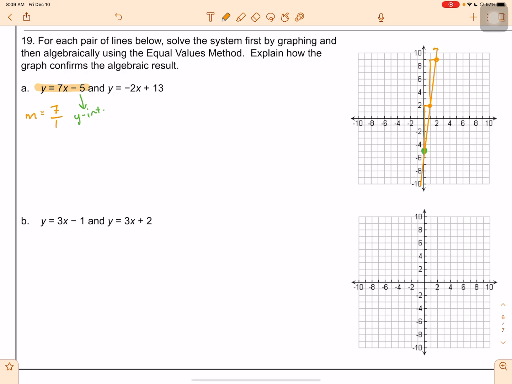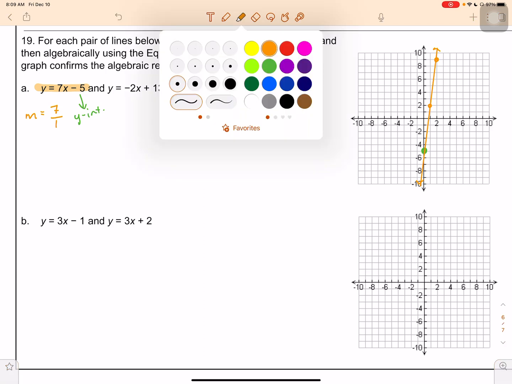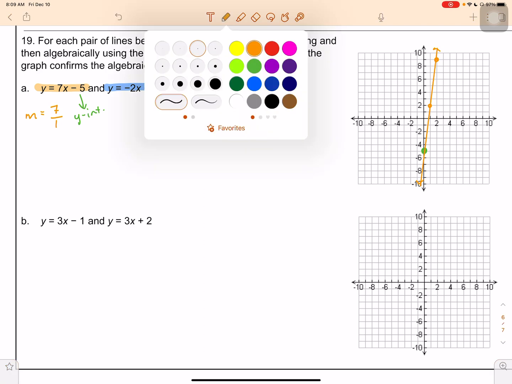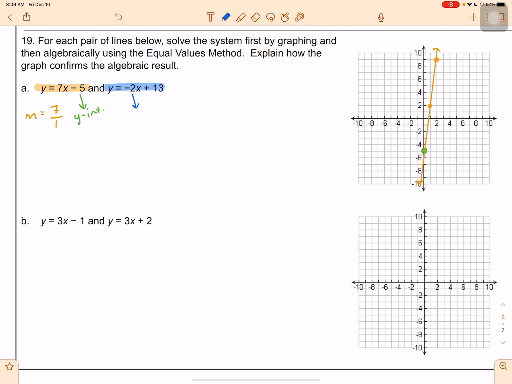Okay. And that's the first one. All right. I'm going to erase those little ones. Okay. So the other one here, y equals -2x plus 13. So that means that my slope is -2, and we can put it over 1. So it's going to be going downward. And my y-intercept is 13.